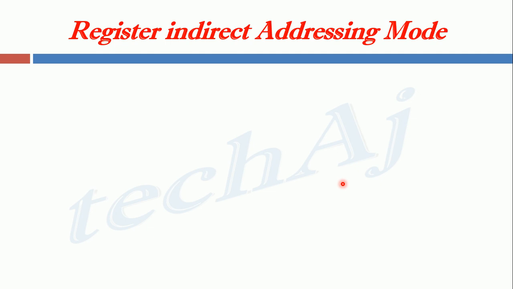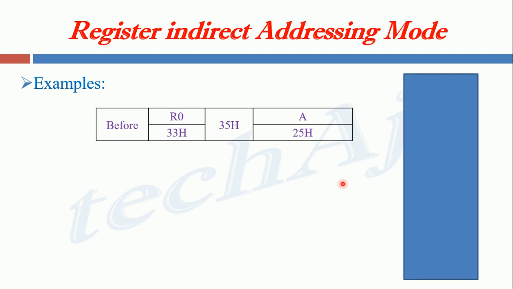Let us consider one more example of register indirect addressing mode. So R0 is having the value 33H. So this is the value of the R0 register, and address 33H is having the value 35H. So at the address 33H, we are having the value 35H. Accumulator is having the value 25H.